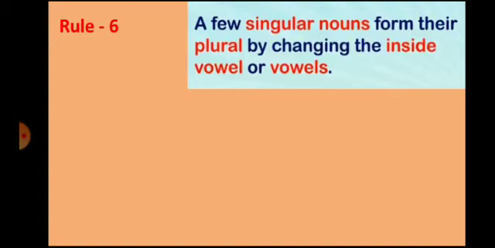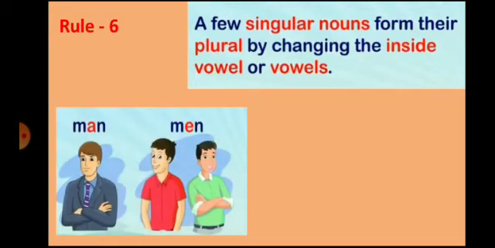What is rule number 6? A few singular nouns form their plural by changing the inside vowel or vowels. Now here we will see the inside vowels will change to make the plural. We won't add s and es. Okay. The inside vowel. Can you see here?